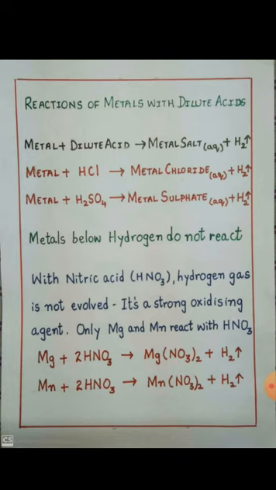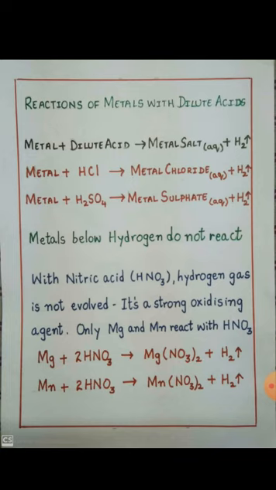When a metal reacts with dilute HCl, you will get the respective metal chloride in the aqueous state and hydrogen gas. For example, Zn plus dilute HCl gives ZnCl2 plus H2. ZnCl2 is zinc chloride.